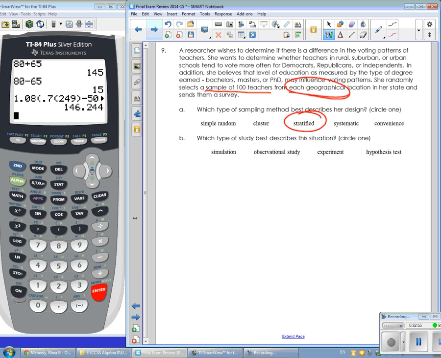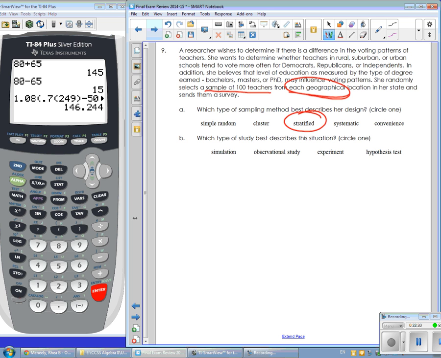Part B, which type of study best describes the situation? Is it a simulation? Is it an observational study, an experiment, or a hypothesis test? We didn't really get into hypothesis tests in this course this year, so obviously if you see that on the final, you don't have to worry about it. But a simulation is basically when we try to model a random situation. So for example, we use dice sometimes, or maybe flipping a coin to represent having children, because the chances of having a boy and a girl are both 50%, so we can flip a coin to simulate having a boy or a girl. So this isn't a simulation.